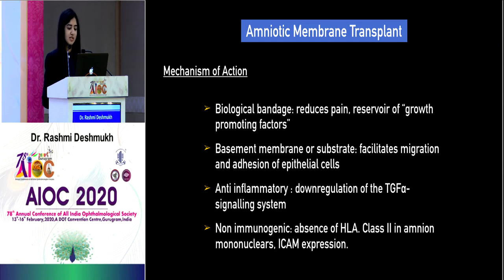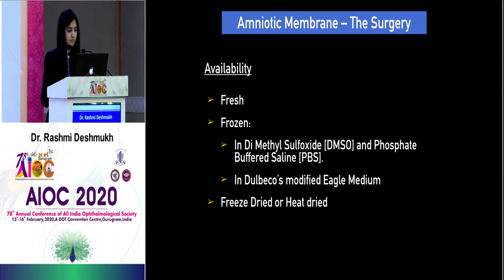It can be used as a basement membrane or substrate to facilitate the migration of epithelial cells, and that's why we can use them in non-healing epithelial defects. It has anti-inflammatory properties, and there is absence of HLA antigens on amniotic membrane, and that's why we never see any cases of rejection even when we use amniotic membrane transplant from any donor. Matching is not required. Now, it is available as fresh, frozen, or freeze-dried or heat-dried.